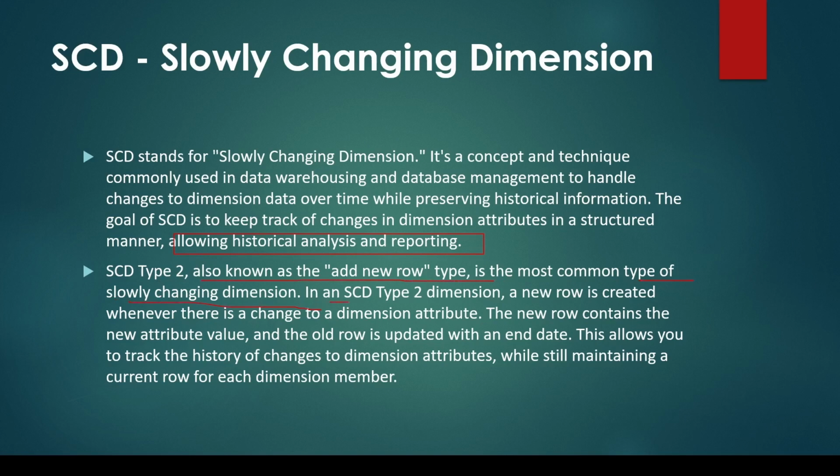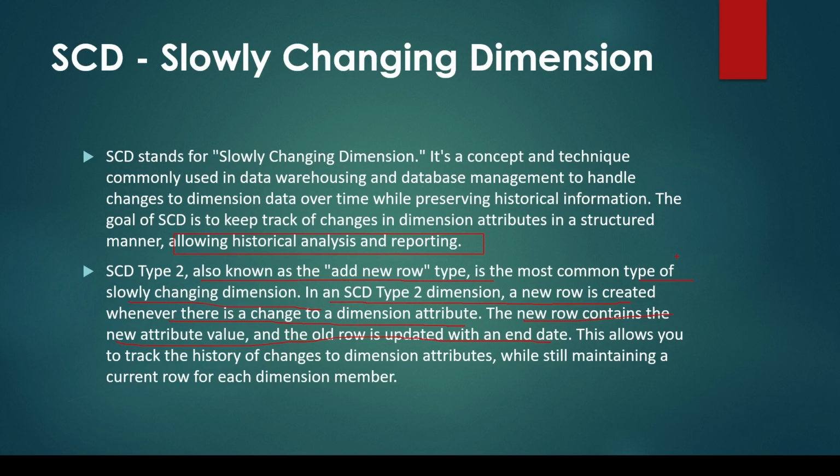In SCD type 2 dimension, a new record is created whenever there is a change to the dimension. So the moment it sees that there is a change in the dimension, it creates a new row. The new row contains the new attribute values and the old row is updated with the end date. So in our dimension, or at the source table, master table, we might not have a start date and end date. But in the dimension, we will be creating a start date and end date to make sure that there is a start to the record and there is an end to the record.